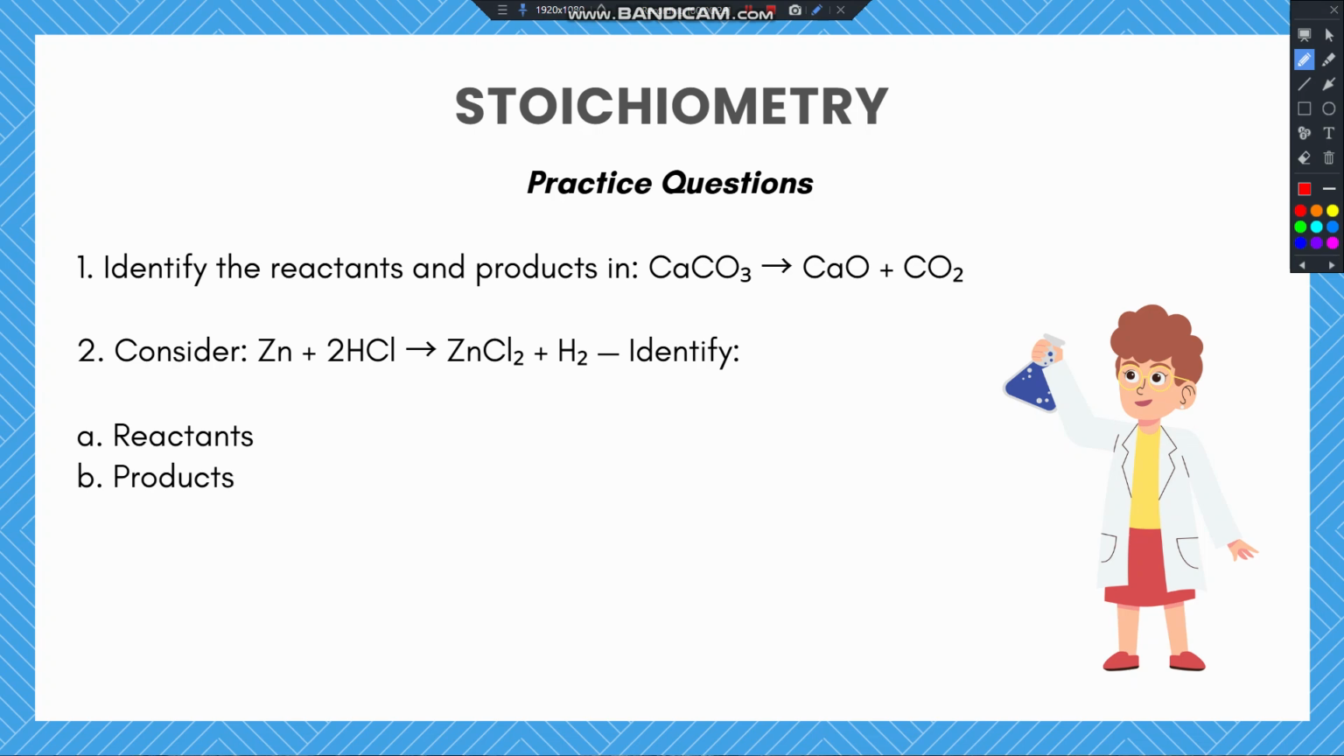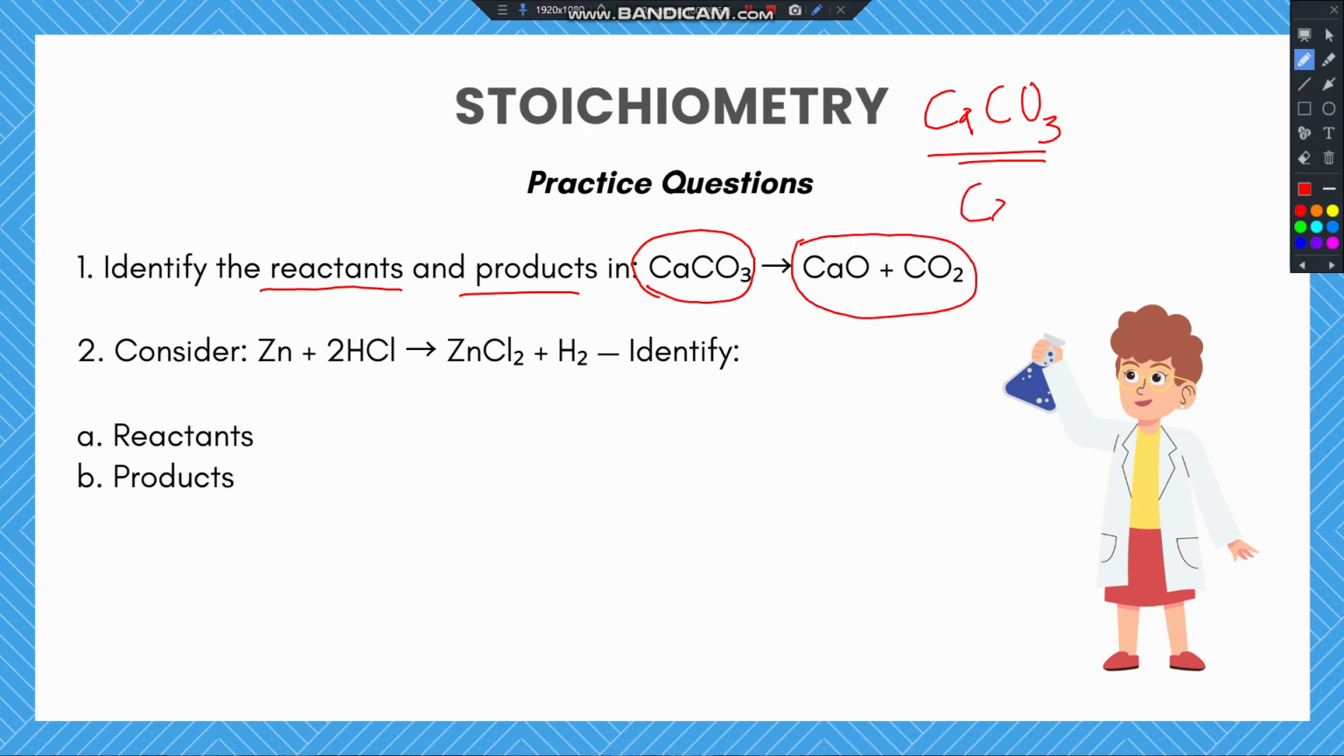So we have the first question that says identify the reactants and the products in this chemical equation. And you can see the chemical equation. The left hand side always carries the reactants. So the reactant in this case is calcium carbonate, CaCO3. The product is always on the right hand side of the equation. So the products are calcium oxide, CaO, and carbon dioxide, CO2. Pretty easy and straight to the point.